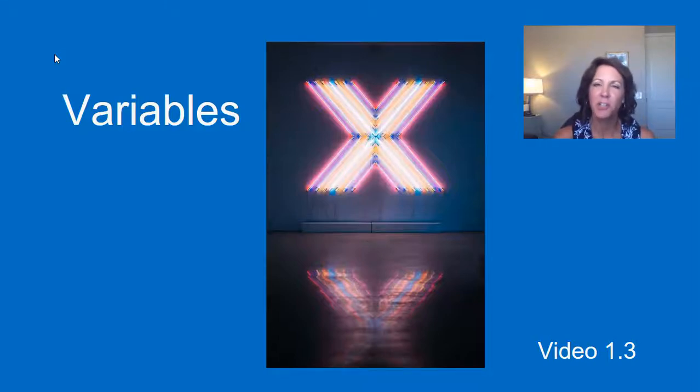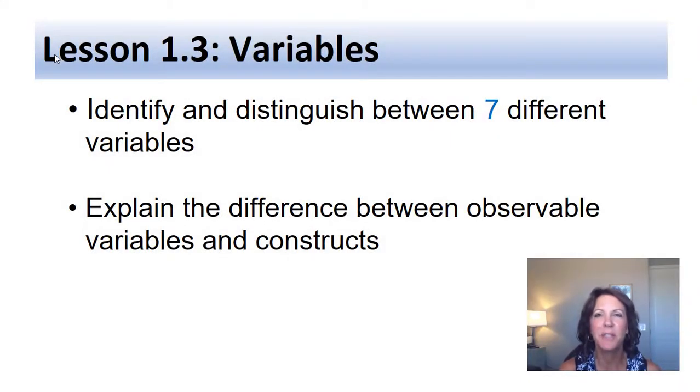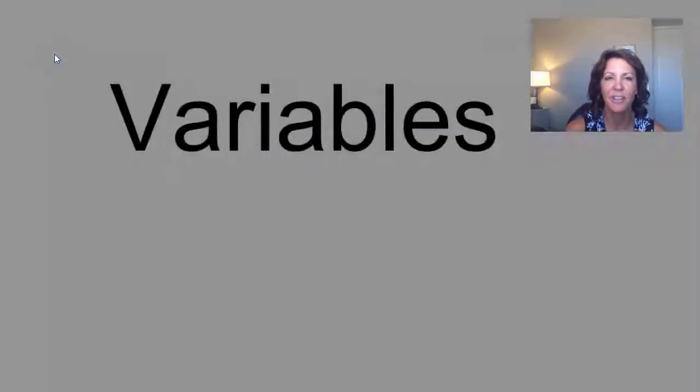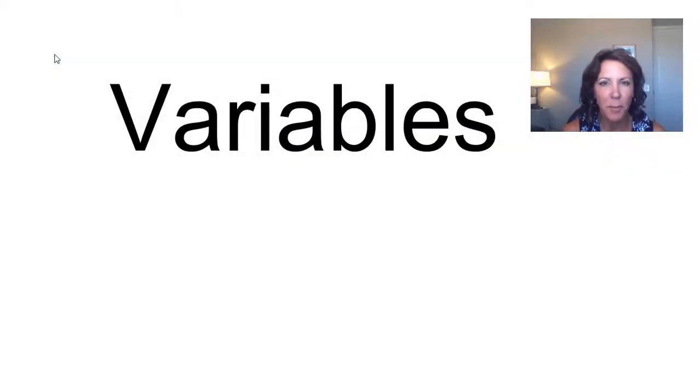In this video, we're going to talk about variables. And in fact, we're going to talk about variables throughout the whole course. But specifically, we're going to talk about 7 different kinds of variables. And then we're also going to differentiate between observable variables and something we're going to call constructs. So let's take a look at the word variables first.